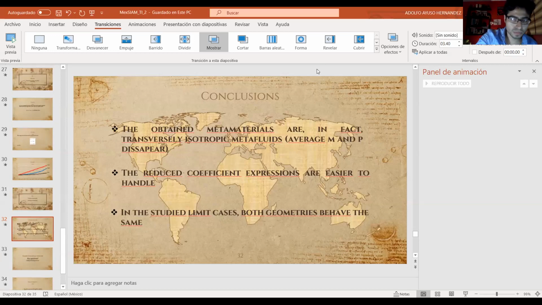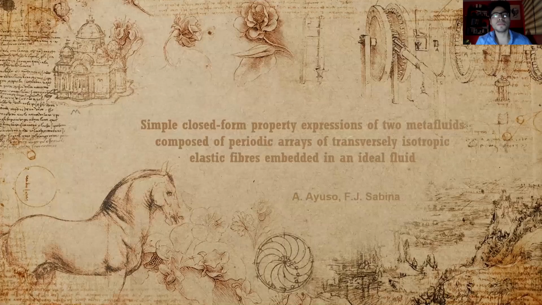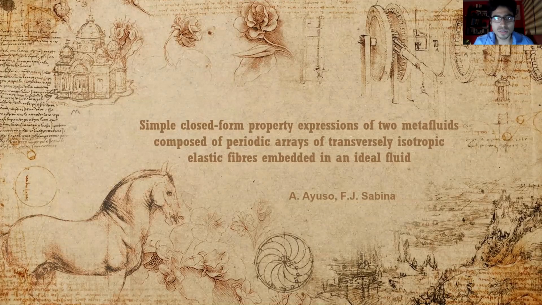And here we go. Well, I will speak about two different transversely isotropic metamaterials, quite similar between each other. However, one has hexagonal symmetry and the other has square symmetry.